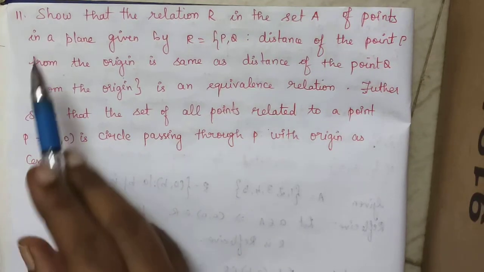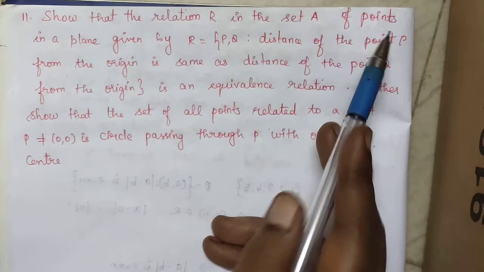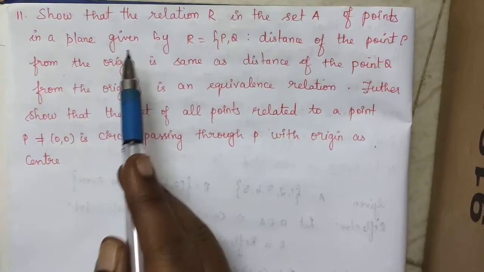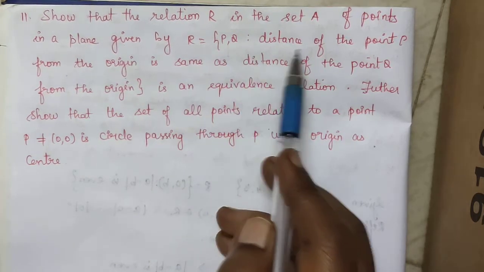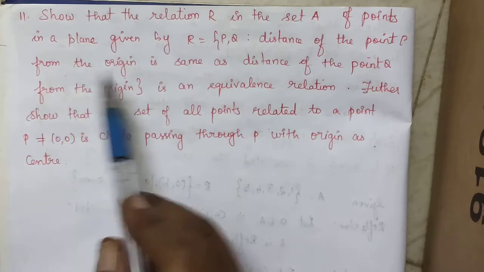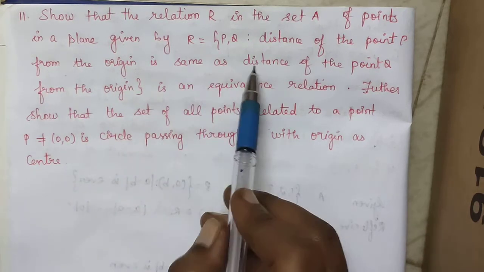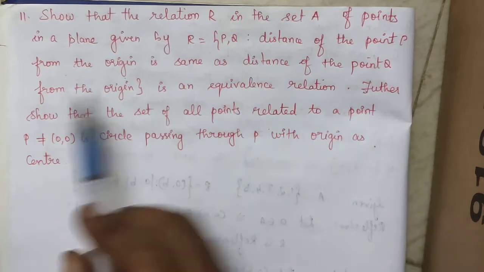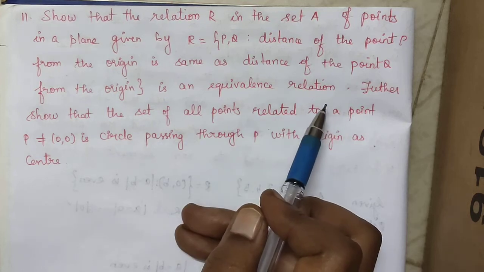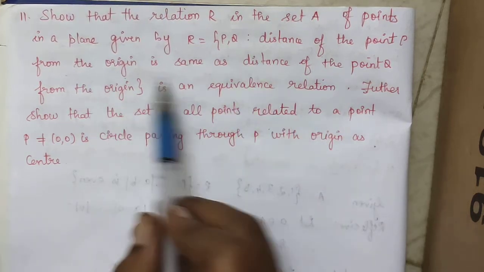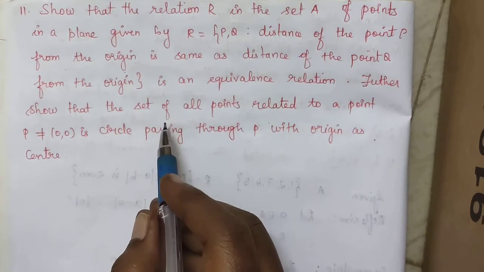Now the next question: show that the relation R in a set A of points in the plane, given by R equal to (P, Q) such that the distance of the point P from the origin is the same as the distance of the point Q from the origin, is an equivalence relation. Now everything is given in the statement. Let us convert this statement to the easiest form.